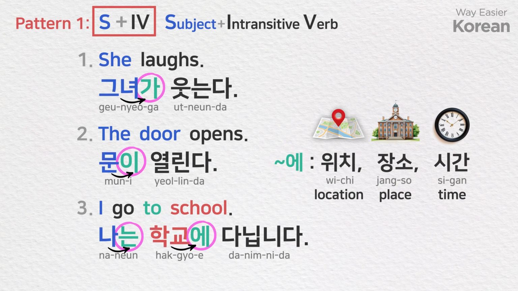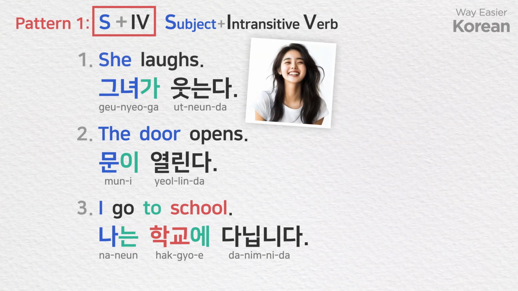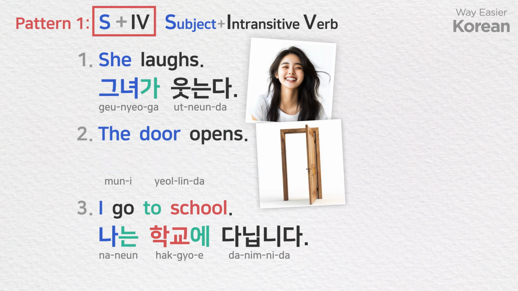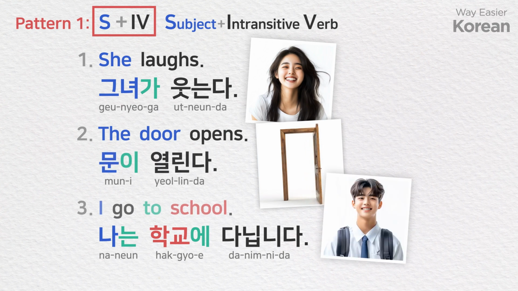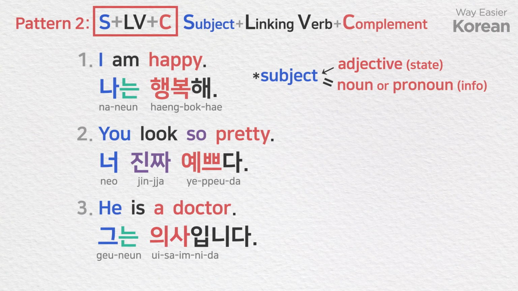Let's speak in Korean again. She laughs. 그녀가 웃는다. The door opens. 문이 열린다. I go to school. 나는 학교에 다닙니다. The English sentence in pattern 2 includes a subject, a linking verb, and a complement.